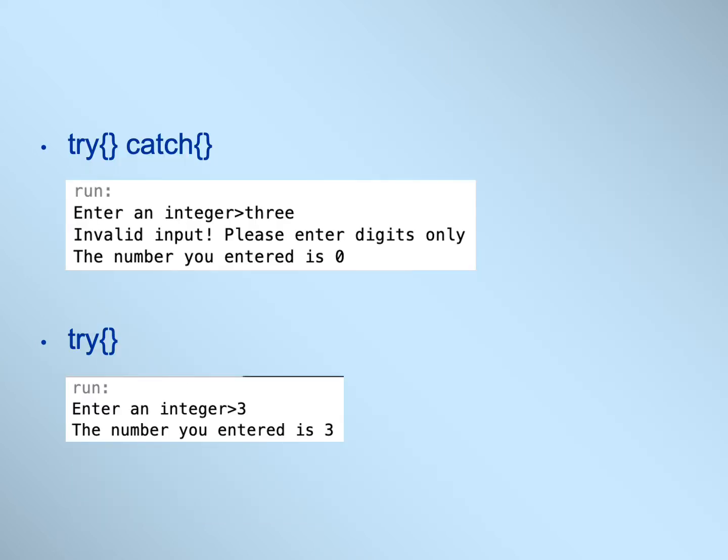If you try and run the code from the previous slide, say that you enter a string 3, then it will go to the catch block and print out invalid input, please enter digits only, and then it will execute the last code which is outside of your try and catch block, which is the number you entered is 0. But if the user enters the correct input, then it will not go through your catch block.